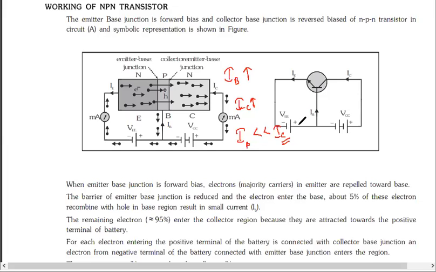So there's a relationship between IB and IC, which is this: IB is equal to beta times IC. Okay, right? Sorry, my bad, I just made a mistake. It's not like that.